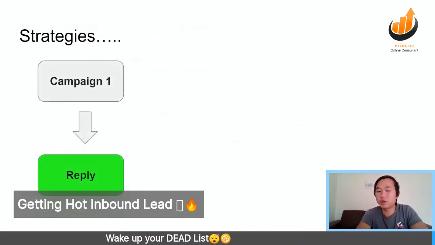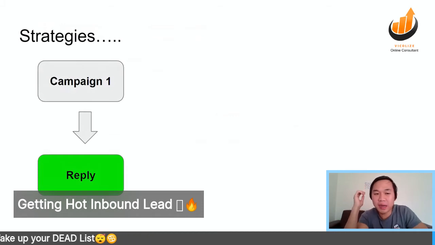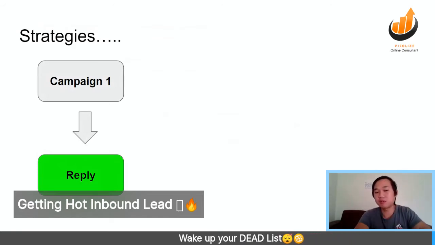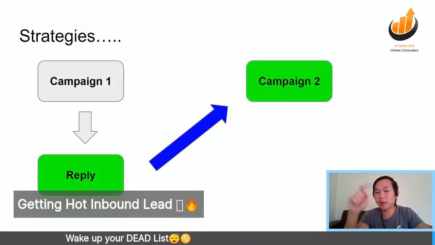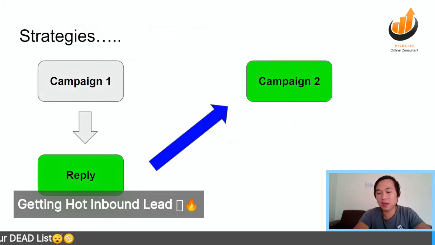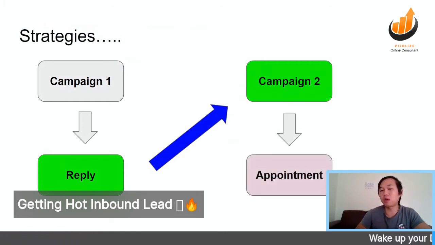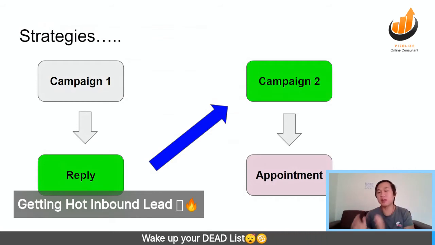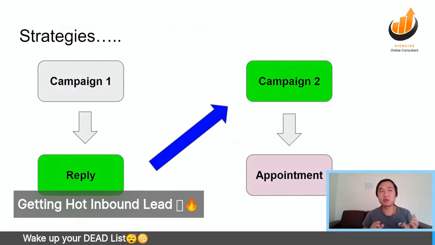So we want to start off with 2 campaigns. In the first campaign, we want to focus on reply, and when someone replies, we go to the second campaign. That second campaign will optimize for appointment. It's really that simple, but having 2 separate campaigns will help you achieve 2 separate objectives.